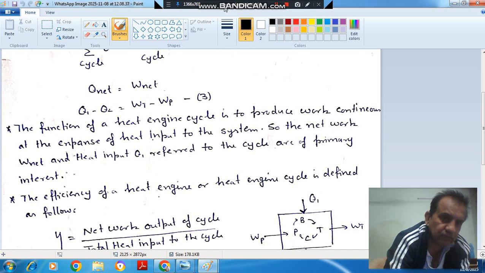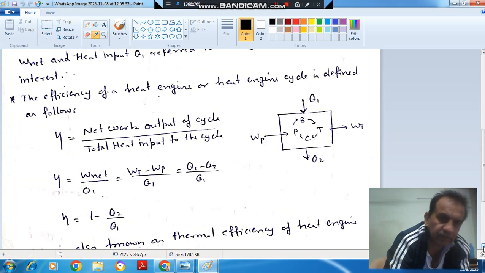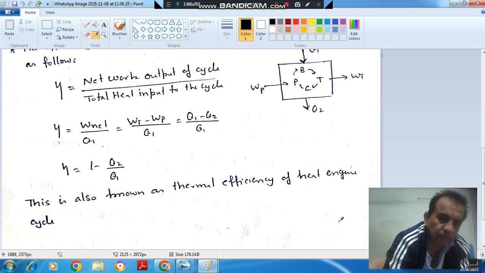Next point, the function of a heat engine cycle is to produce work continuously at the expense of heat input to the system. So the net work W net and heat input Q1 that pertain to the cycle are of primary interest. Efficiency of the heat engine cycle is defined as net work output of the cycle divided by total heat input to the cycle. Efficiency is W net by Q1, WT minus WP by Q1, or Q1 minus Q2 by Q1, or 1 minus Q2 by Q1. This is known as thermal efficiency.